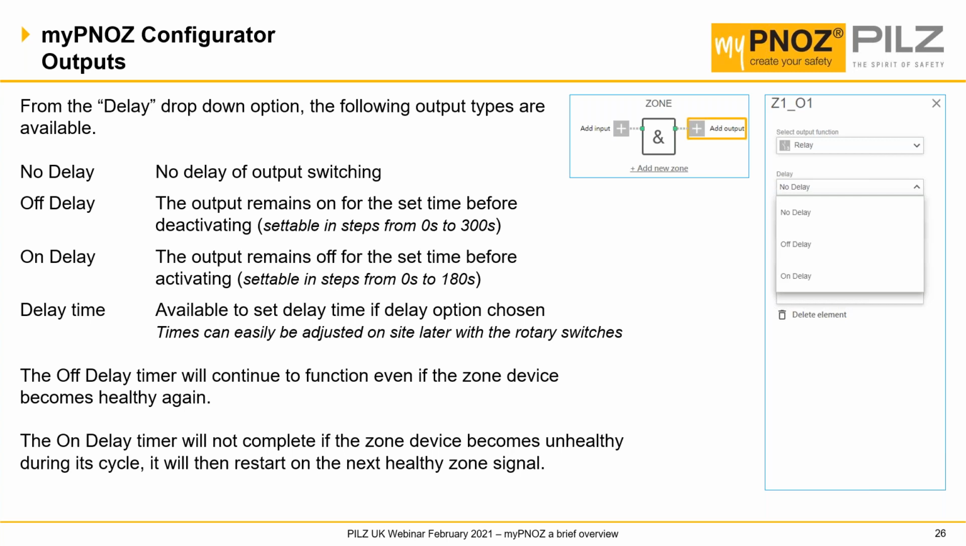Times can easily be adjusted on site later with the rotary switches. So you don't have to worry if you don't know what times you need to have set into the system when you order it. They are freely configurable on site. The off delay timer will continue to function even if the zone device becomes healthy again. The on delay timer will not complete if the zone device becomes unhealthy during its cycle. It will then restart on the next healthy zone signal.